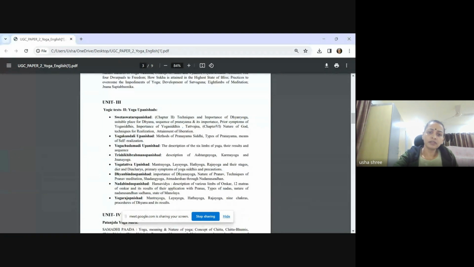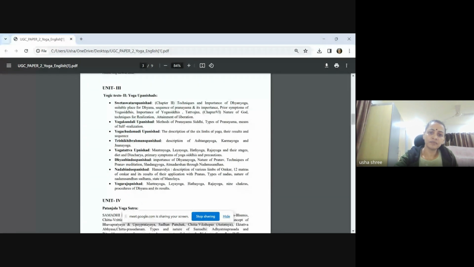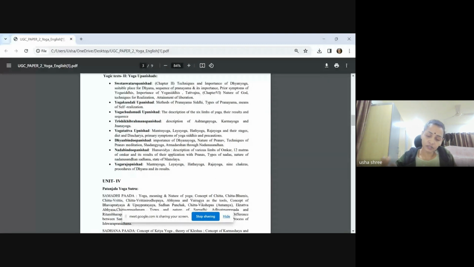And going to the next unit, we have the Yoga Upanishads. In the second unit, we've seen the Mukhya Upanishads, and in the third unit, we have the Yoga Upanishads. Yoga Upanishads, we have 8 in number. The first one is Shweta Shwatra Upanishad, then we have Yoga Kundali Upanishad, then Yoga Chudhamani, then Traishiki Brahman Upanishad, Yoga Tattva Upanishad, Dhyana Bindu Upanishad, Nada Bindu Upanishad, and Yoga Raj Upanishad. So these are the 8 Upanishads.